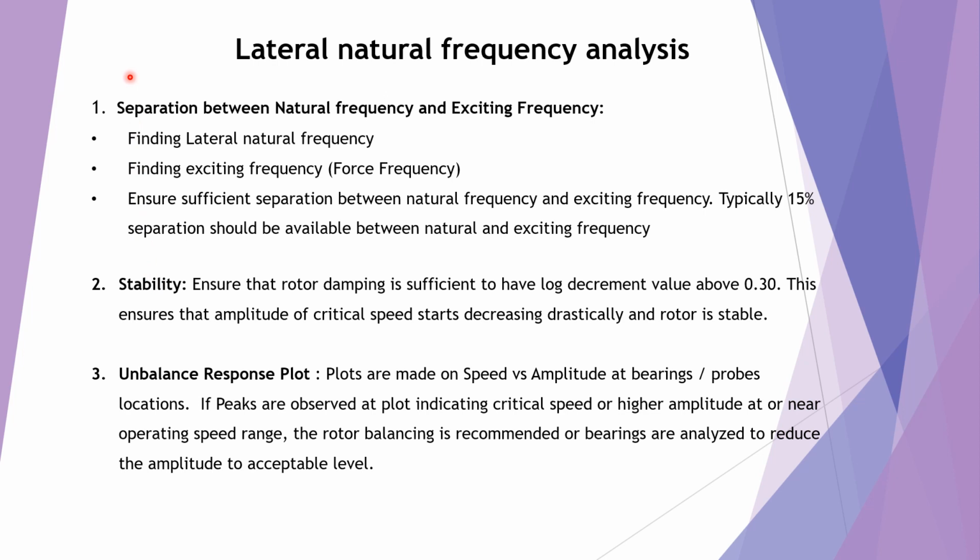Then how is the lateral natural frequency analysis done? First of all, we need to maintain the separation or gap between the natural frequency and the exciting frequency, that is, the critical speed and the exciting speed, or operating speed. The first action is to find out the lateral natural frequency. Second, you have to find out the exciting frequency, which is called the forcing frequency in a shaft. Normally, the speed of the shaft is considered the exciting frequency, and the natural frequency of the shaft is called the critical speed. If both are the same, that is called resonance.